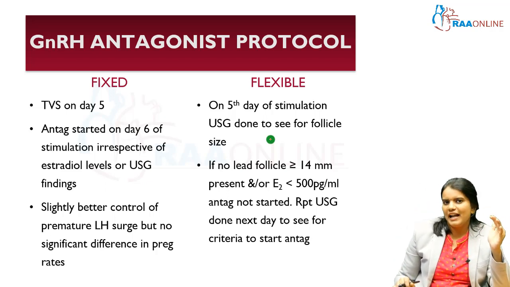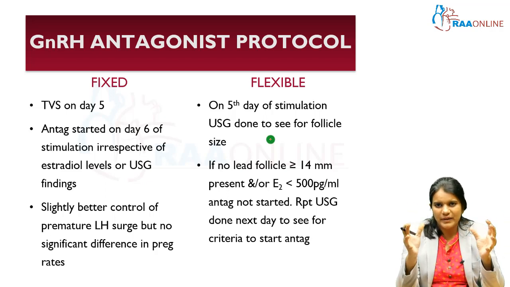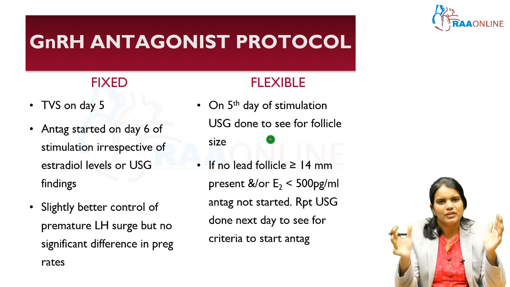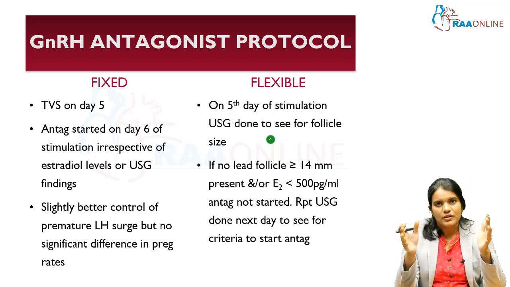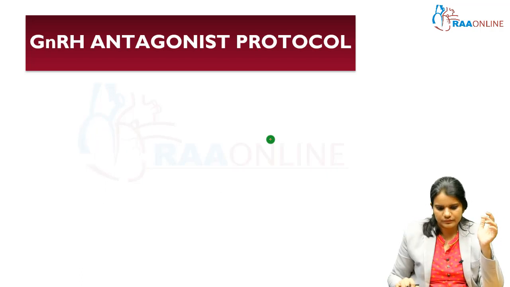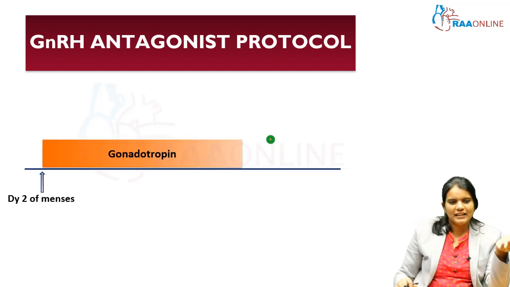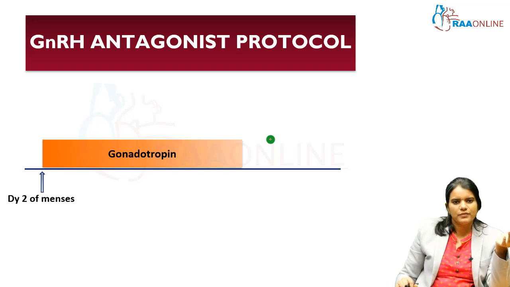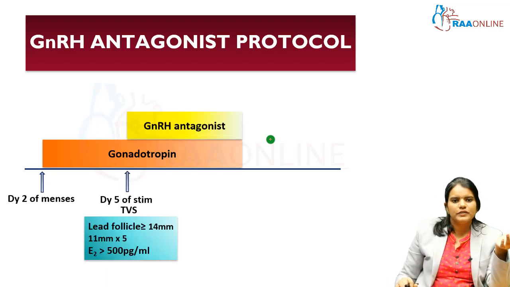The reason this antagonist is started late is that until the cohort develops a little bit, until the estrogen reaches a certain value, the LH surge does not start. That is the physiology. So, at this point, if you start the antagonist, that is enough. Now, in the antagonist protocol, we start gonadotropins from the 2nd day, and on the 5th day of stimulation, or during a flexible protocol when the lead follicle is more than 14 mm or estrogen is more than 500, you start the antagonist.